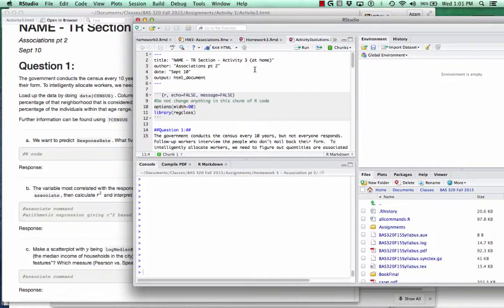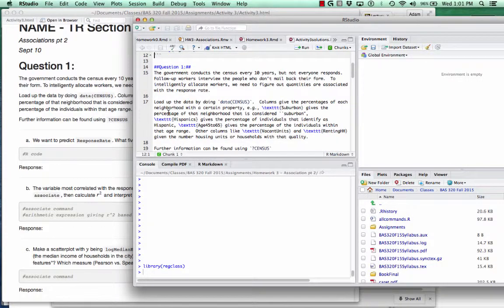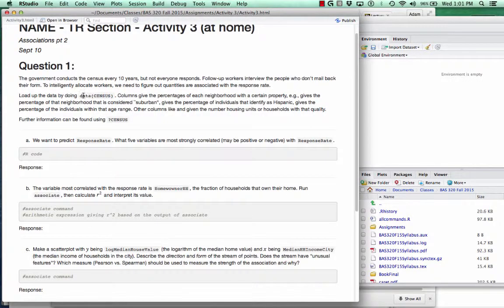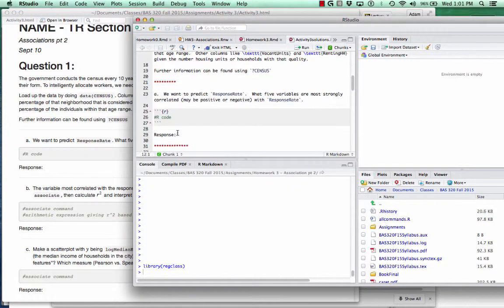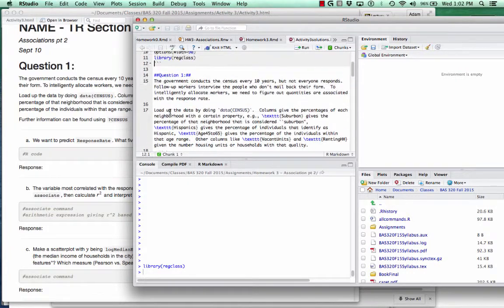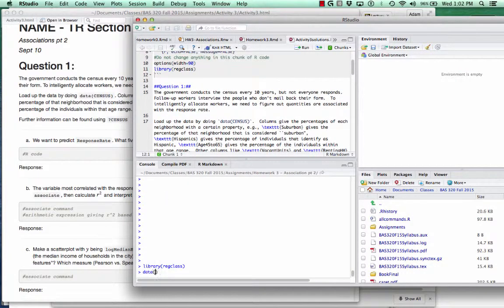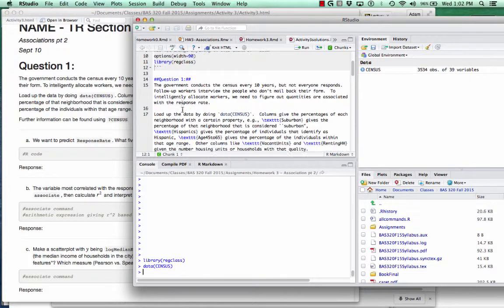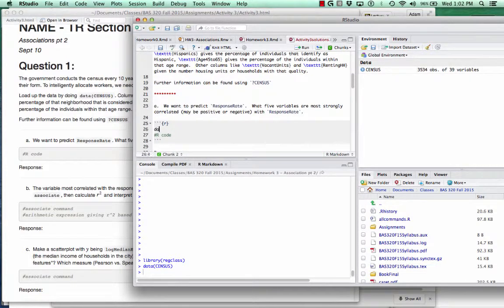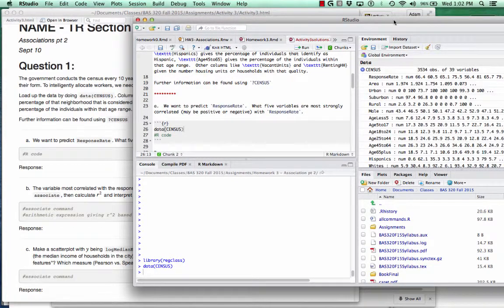So the first thing we always want to do when opening up RStudio and doing an analysis for this class is to load it up with library(regclass). And in this case, we're going to load up the data set and then do some analysis on the associations. So I'm going to run just the data census here. I'm actually going to lump that in with the very first part of the code for question A here. And so what are the columns telling us?